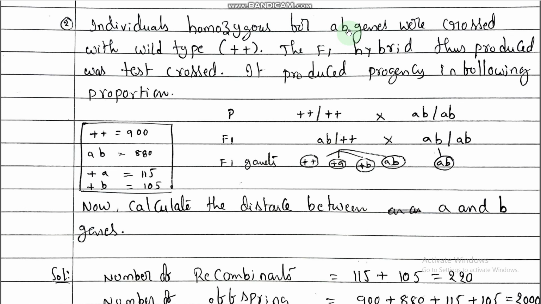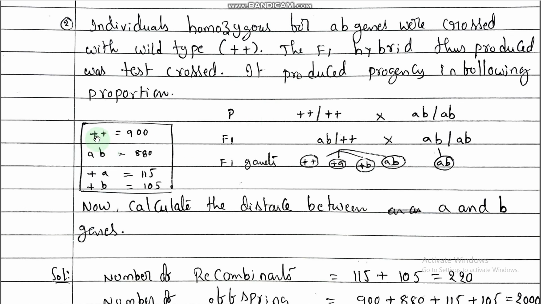You know the recombination percentage. How much recombination is there? That is the only distance between A and B. Suppose, for example, 15% recombination takes place among the progenies. For example, how much distance? 15 map units. Okay, so let us see the question here.